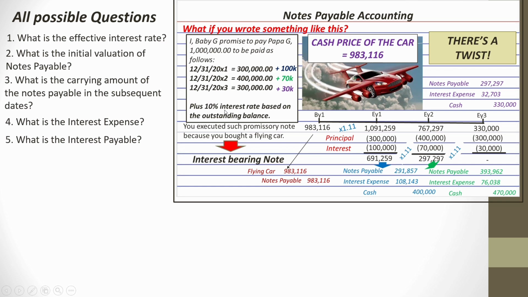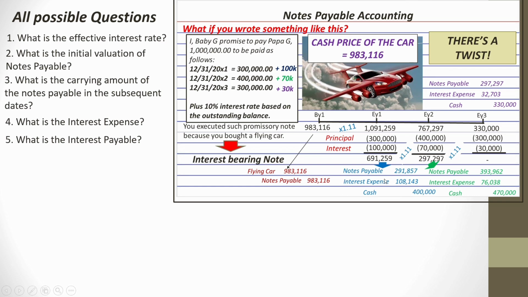And if we wanted the amounts, we are talking about this 100,000, this 70,000, and this 30,000. Like for example, if Baby J paid 100,000 after December 31, 20x1, like for example, January 4, 20x2, the interest payable to be recognized at the end of 20x1, or December 31, 20x1, is 100,000, not this 108,143. Okay? So, see the difference?